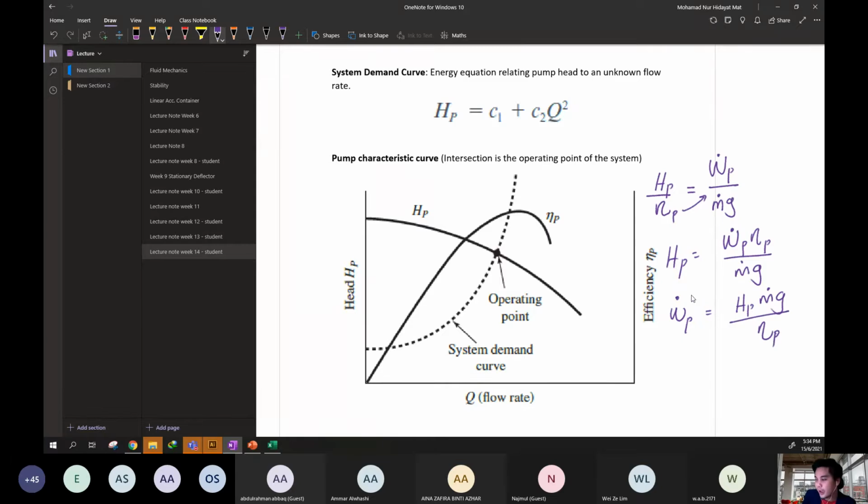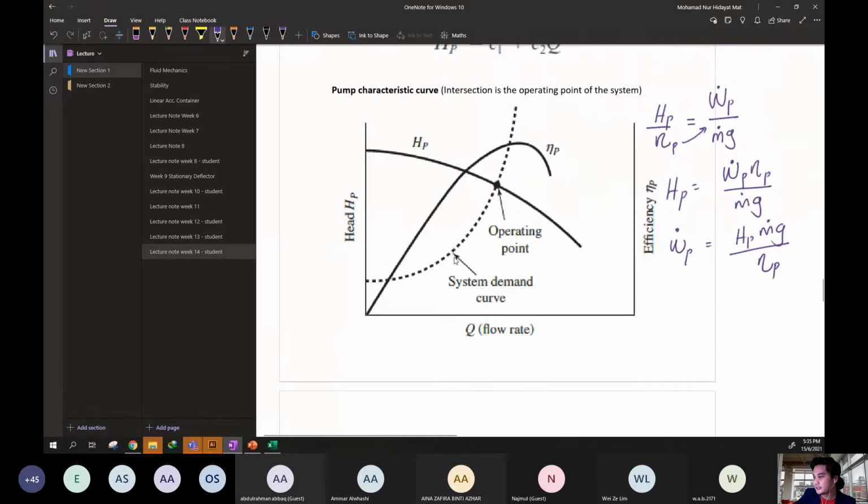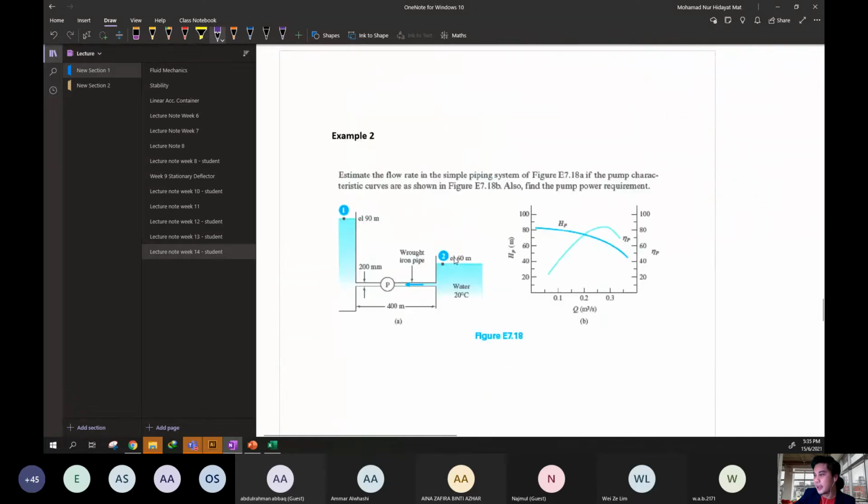Remember this equation of energy. This is the pump characteristic curve, and this is the flow rate. This is the standard version. This is the intersection between the head of the pump and the system demand curve. At this point is the operating point for your pump, and with this, we can get the efficiency directly. In order to know how to use this, we had better try example number 2.